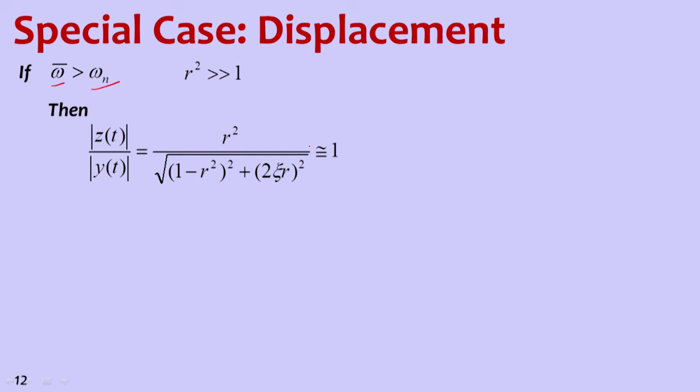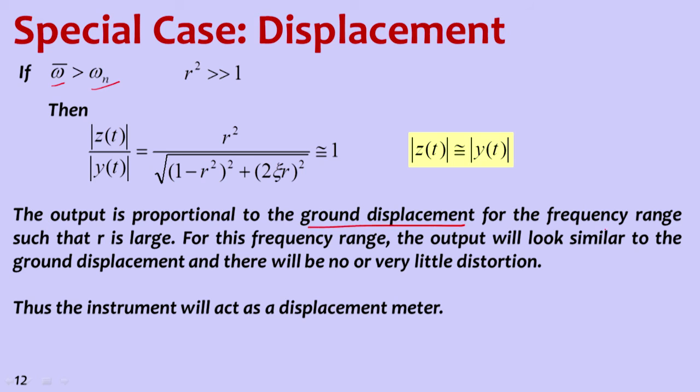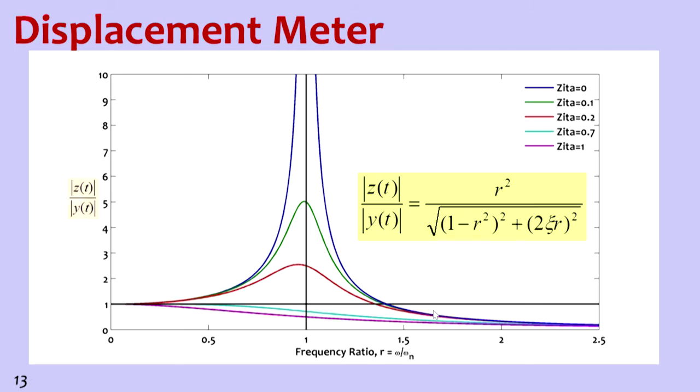That means for higher excitation frequencies, whatever relative displacement we are measuring is equal to the ground displacement. So the output is proportional to ground displacement for the frequency range where r is large. For this frequency range, the output will look similar to ground displacement and there will be no or very little distortion. So the instrument is called a displacement meter. z by y is equal to 1, so z is equal to y.